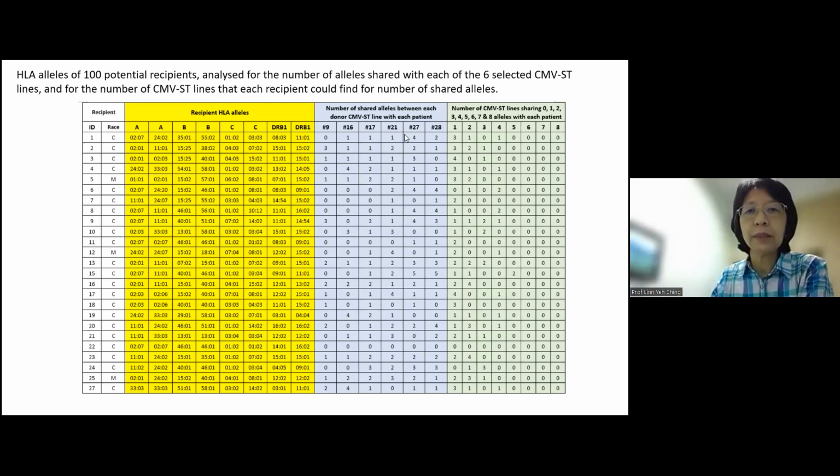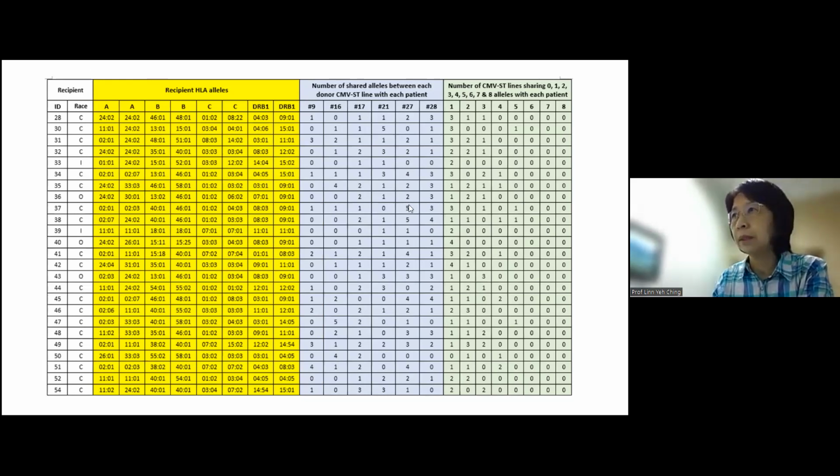This is done with a simple Excel formula. The number of shared alleles between each patient and each of the CMV lines was computed. For example, patient 1 has no HLA allele match with cell line 9, 1 allele match with cell lines 16, 17 and 21, 4 allele matches with cell line 27, and 2 allele matches with cell line 28. With that, the number of CMV T cell lines that match 1, 2, 3, 4, 5, 6, 7, or 8 alleles with this patient can be computed. This was done for each of the 100 patients, as shown here.